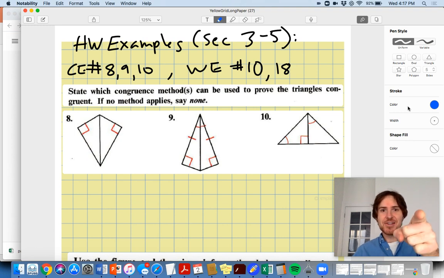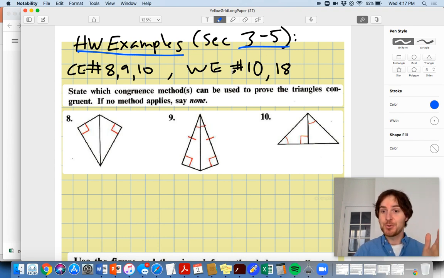All right, folks, it's on like Donkey Kong. We're using homework examples, section 3.5. Remember, these aren't all the problems. Those are listed on Google Classroom. I'll move on. I won't show you the spreadsheet this time. We're going to do 8, 9, and 10 of classroom exercises. Then we're going to do written exercises number 10 and number 18.